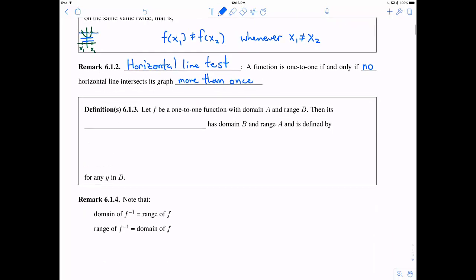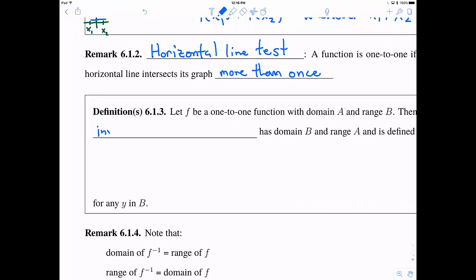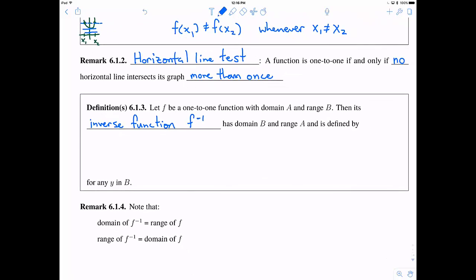The big reason why we like one-to-one functions is that for these, we can find inverse functions. So if we have a one-to-one function with domain A and range B, then its inverse function, which we denote with an f and a superscript negative 1, f to the negative 1, you may remember from algebra. Notice that the domain and the range flip. So now it's domain B, range A.